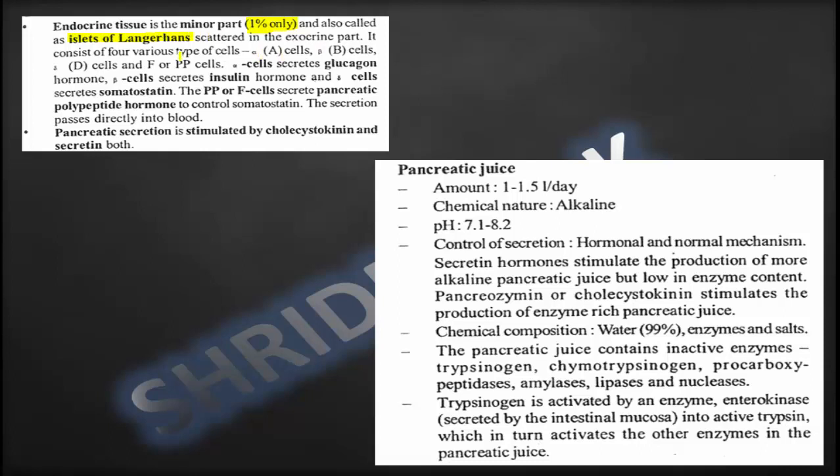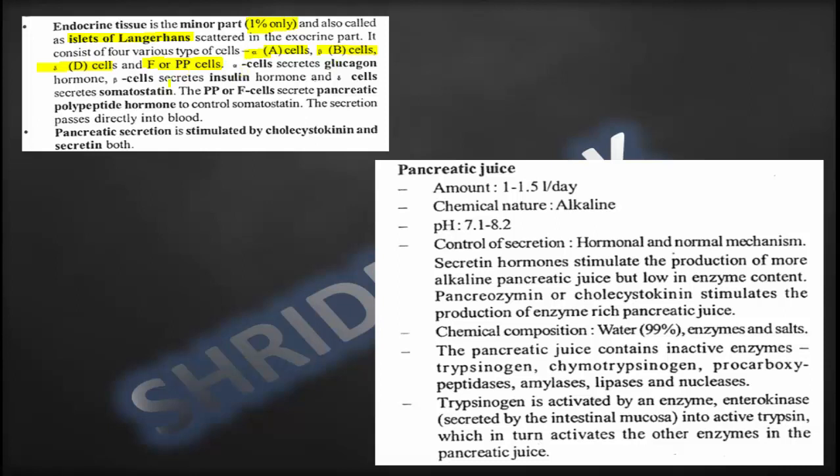So it consists of these types of cells: A cells or alpha cells, B cells or beta cells, D cells or delta cells. And one more is mentioned, F or PP cells. This is a polypeptide hormone secreting cell, previously known as F cell, but now it is called PP cell. P for poly and another P for peptide. Polypeptide hormone secreting cells.